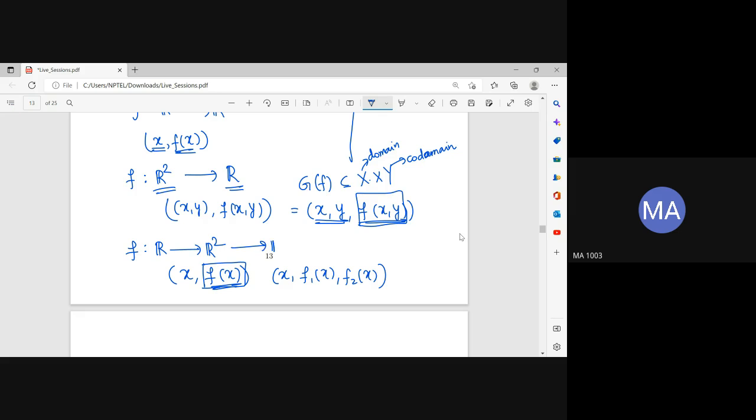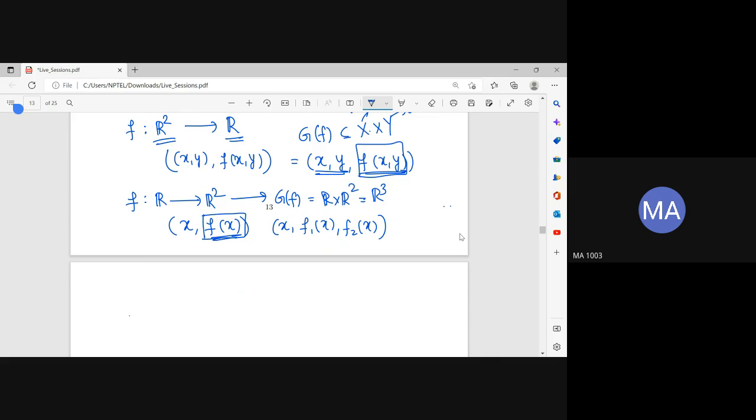Again, the graph is in R3. It is in R cross R2. That is R3, right? Can you draw graphs in R3 with hand, means on the paper? No, ma'am, it's 3-dimensional.